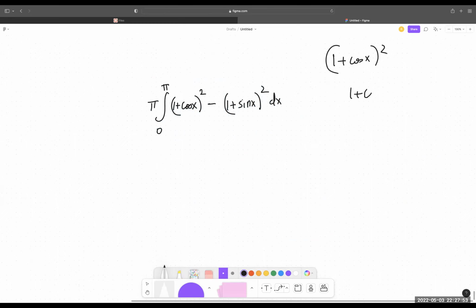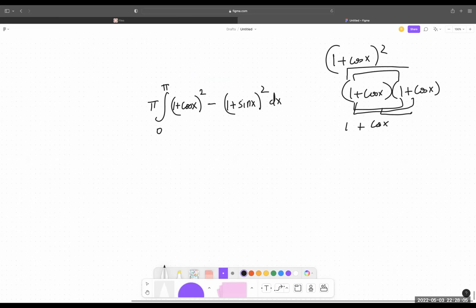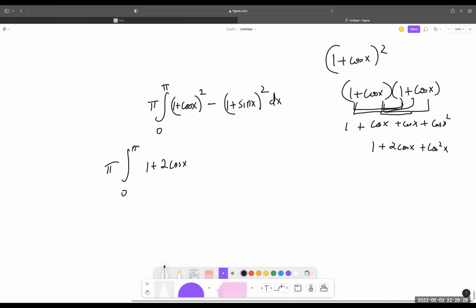We can write as 1 plus cosine of x, 1 plus cosine of x. So I'll say this is 1 plus cosine of x, and then cosine of x again, right? Then plus cosine of x squared. So it's 1 plus 2 cosine of x plus cosine of x squared. So this is what we have for that guy. We have 0 to pi, 1 plus 2 cosine of x plus cosine squared of x. That's what we have. And then what about the sine?